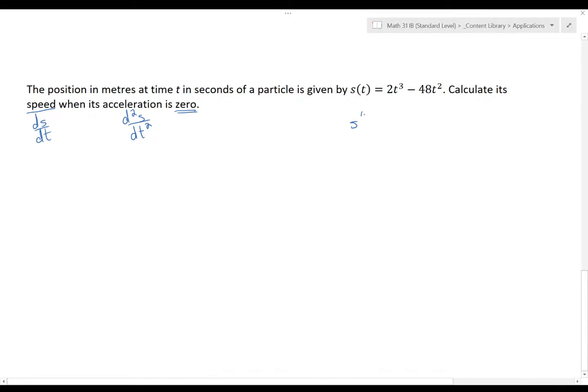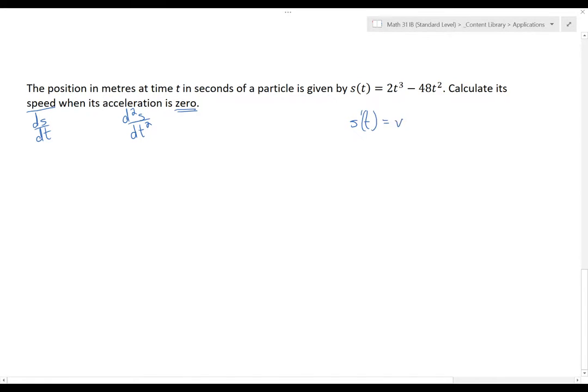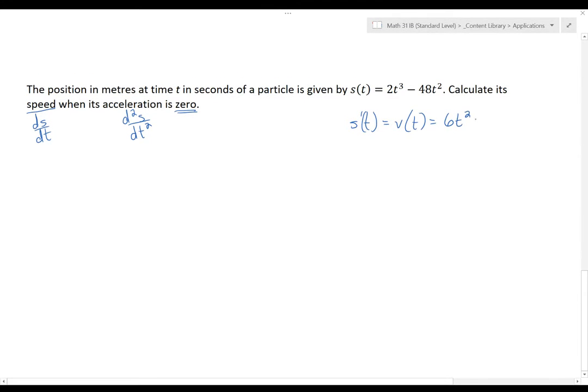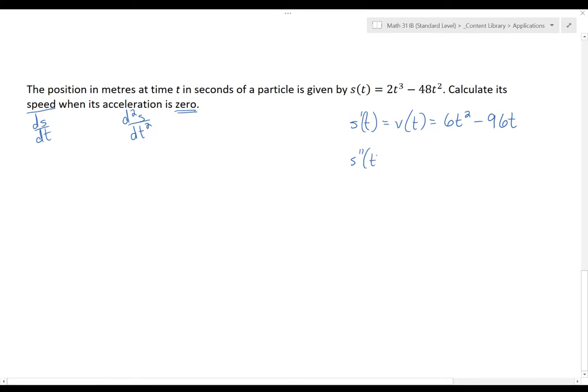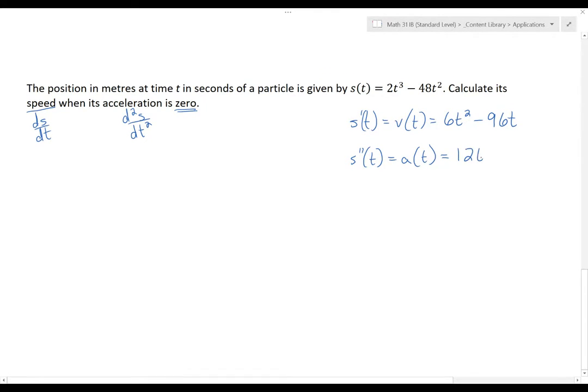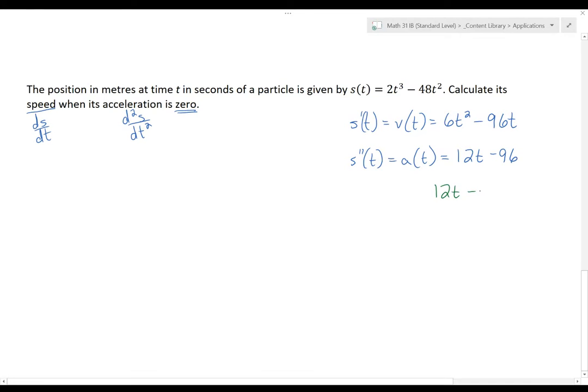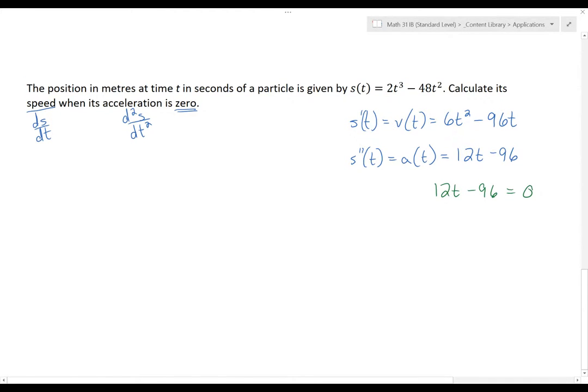So s prime of t, which is the velocity function, is going to be 6t squared minus 96t. So then the second derivative of that is going to be the acceleration function. That's going to be 12t minus 96. So I want to know when is the acceleration equal to 0. So when is 12t minus 96 equal to 0? And that is going to be when t equals 8.